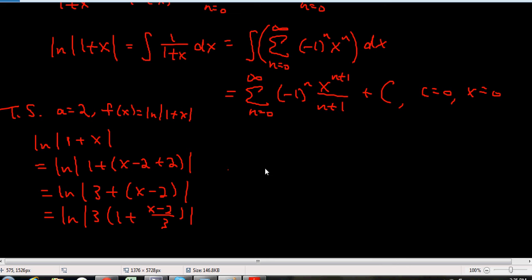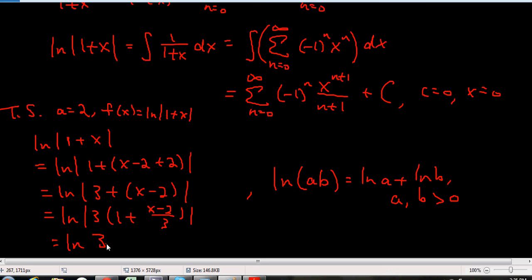Ln of AB is equal to ln of A plus ln of B, provided that both A and B are greater than 0. Hang on, just let me catch up and finish writing that. AB is greater than 0. So this is equal to the ln of, well, A is just 3 here, and B is everything else in this bracket. So ln of the absolute value of 1 plus (x minus 2) over 3.